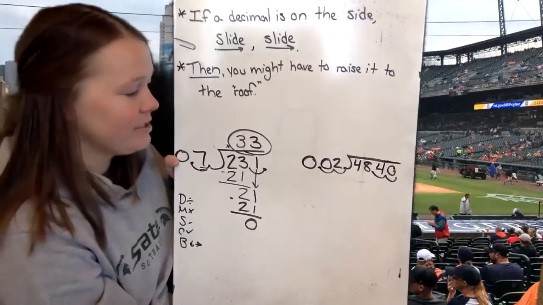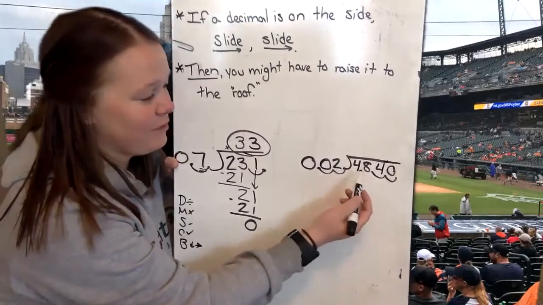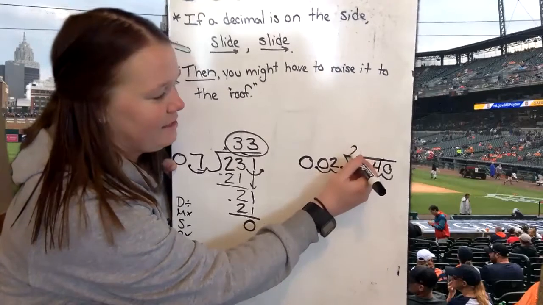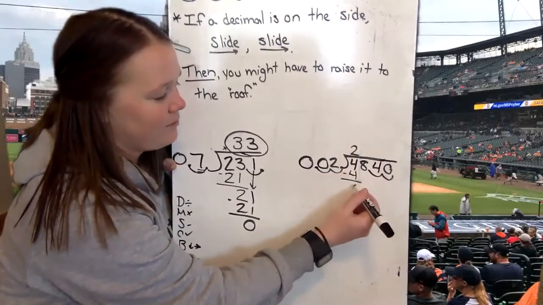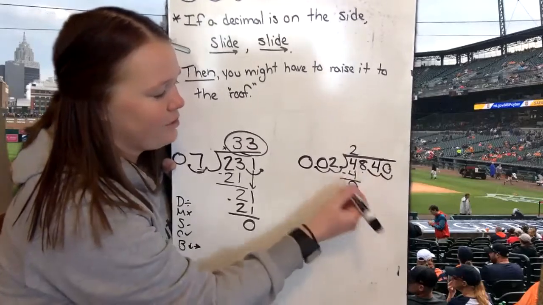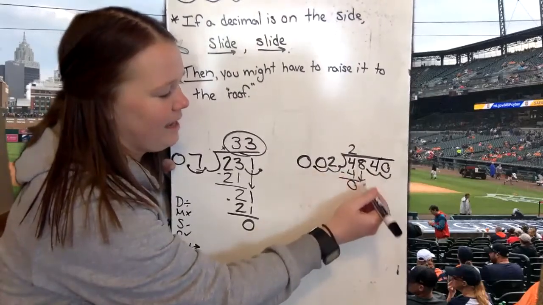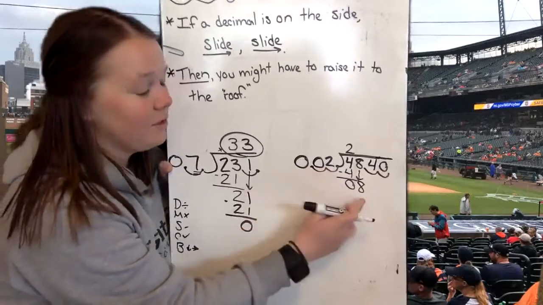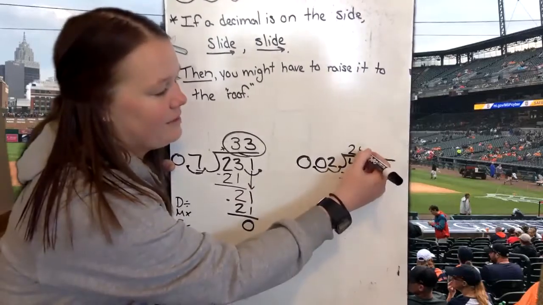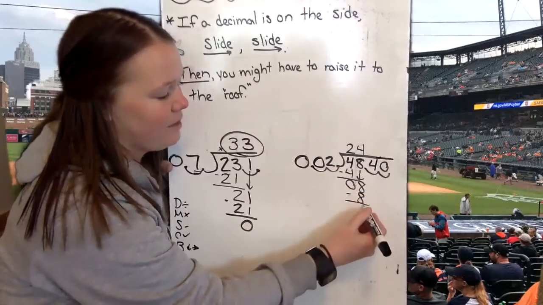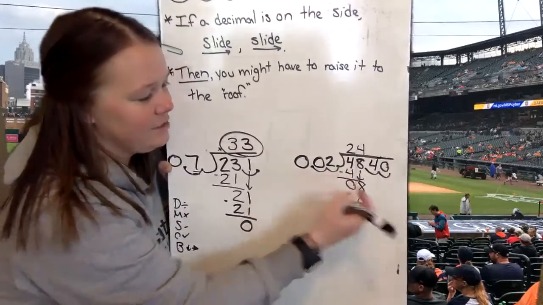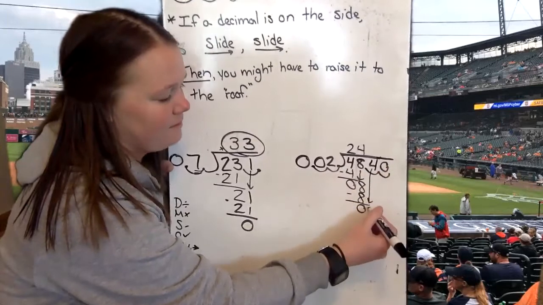So now we just divide. How many times can 2 go into 4? It can go in exactly 2 times. So 2 times 2 is 4. Subtract and we're left with 0. Is 0 less than 2? Yep, so bring down the 8. How many times can 2 go into 8? It can go in 4 times. 4 times 2 is 8. Subtract again, we're left with 0. 0 is less than 2, so we can bring down the 4.